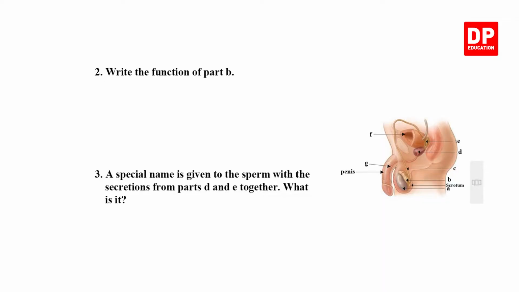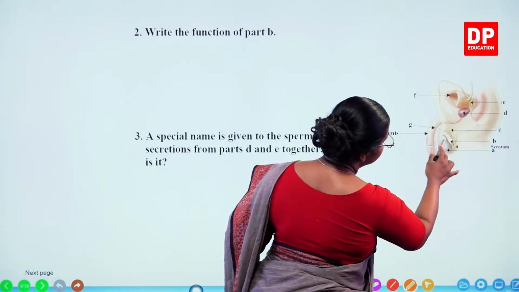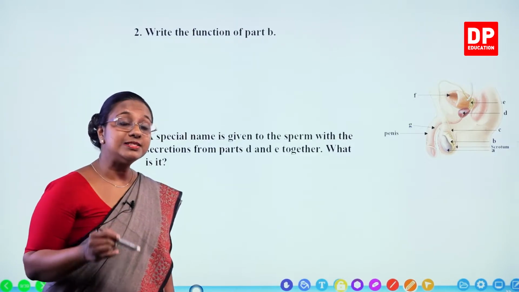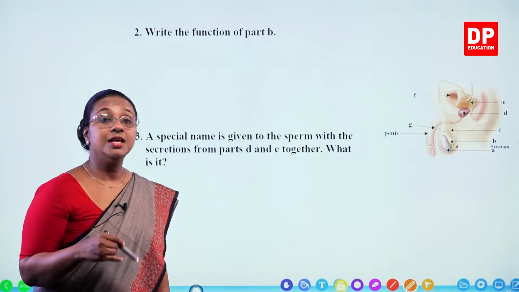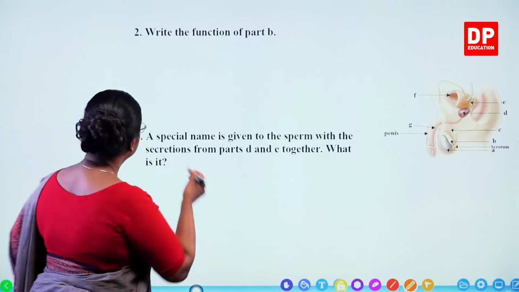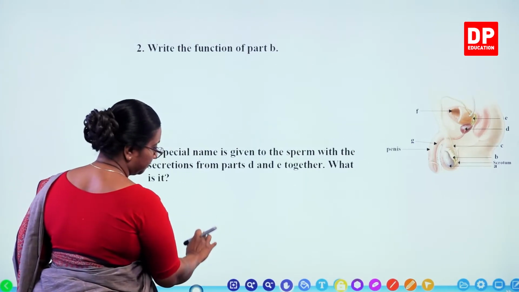Part 2, write the function of part B. So, in the diagram, you can see students, part B, we identified it as epididymis. So, what is the function of epididymis? The sperms are temporarily stored within the epididymis. So, that is what you need to write here.